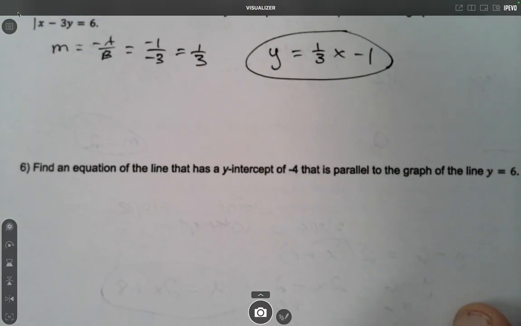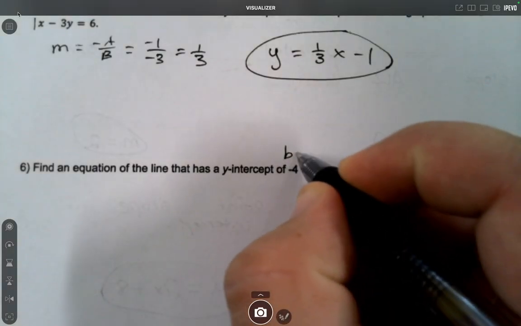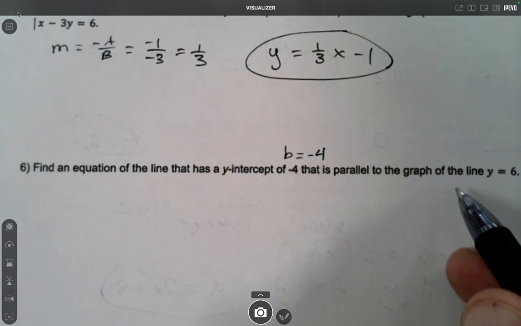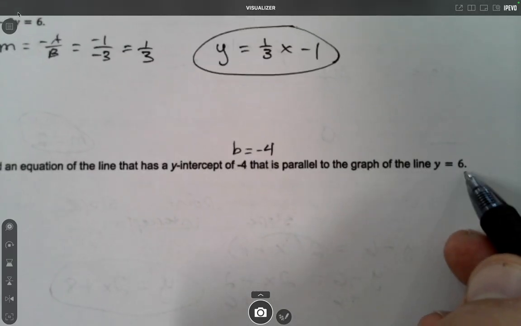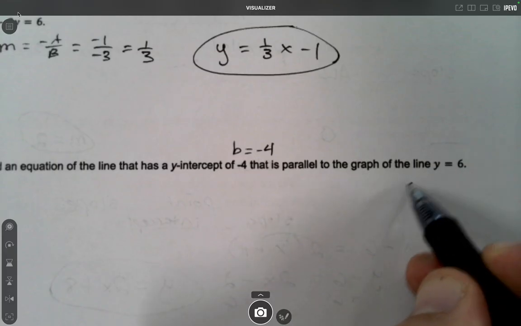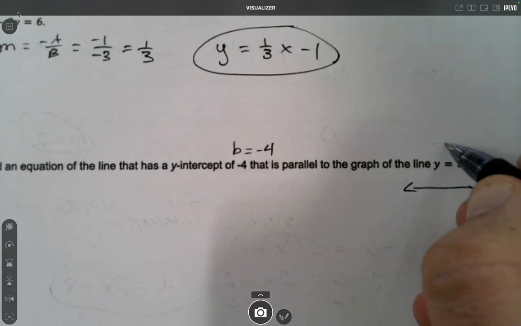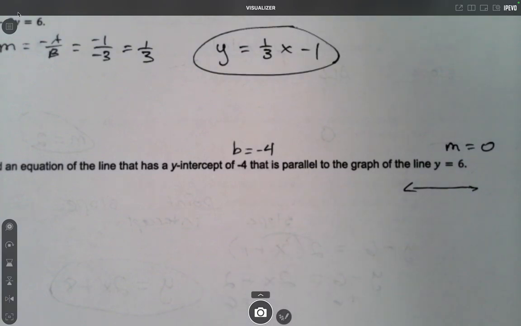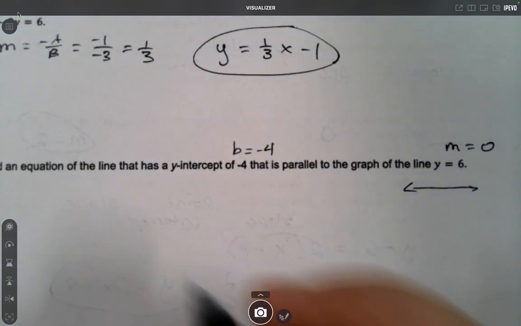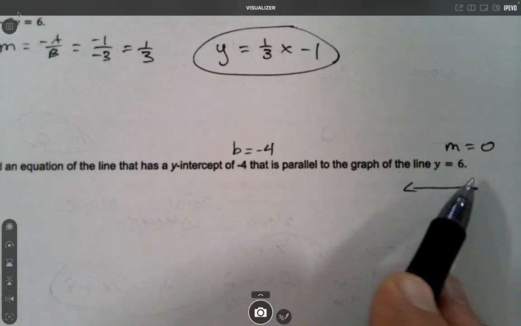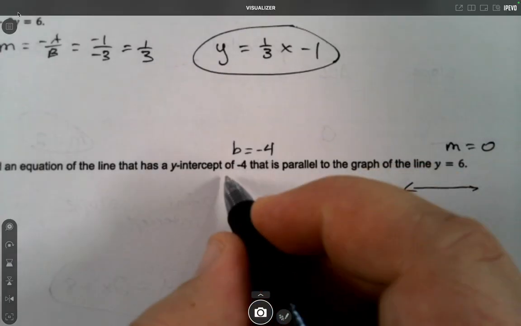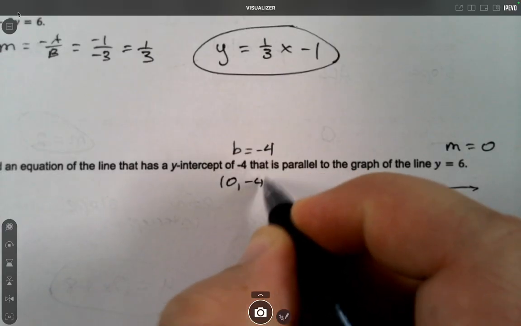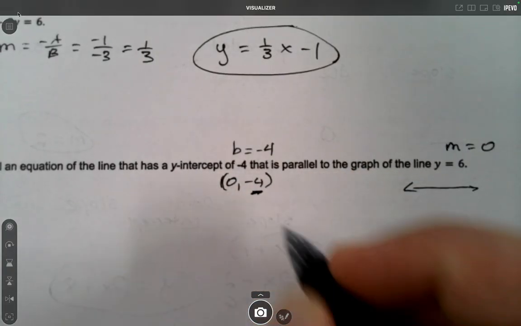Our last one is similar. It says find an equation of the line that has the y-intercept of negative 4, so b equals negative 4, and it's parallel to the graph of the line y equals 6. So remember, y equals a number is a horizontal line, which means the slope is 0. So that's just going to be y equals a number, but ours doesn't pass through 6. Ours passes through negative 4, because remember this is also the point 0, negative 4, so the y value is negative 4.